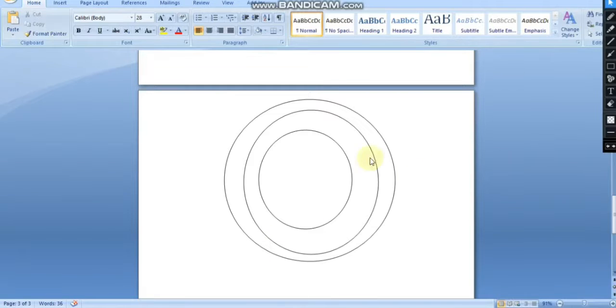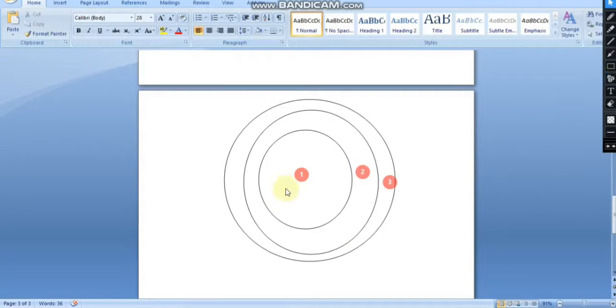You know that an atom consists of 3 orbits. How many orbits? 3 orbits. The first one is 1, the second one is 2, the third one is 3. Now friends, among those 3 orbits, how many electrons remain in the first orbit? You have to learn how many electrons remain in the second orbit and how many electrons remain in the third orbit. It has a limit.